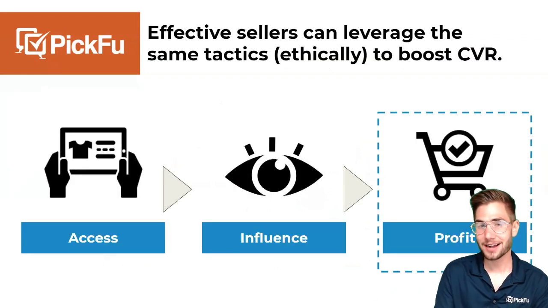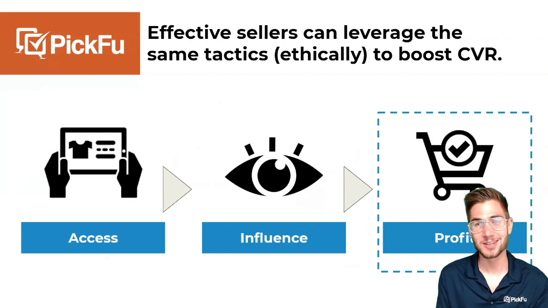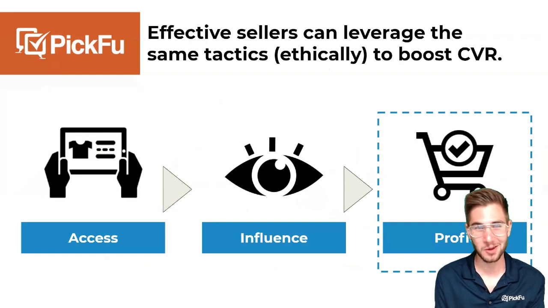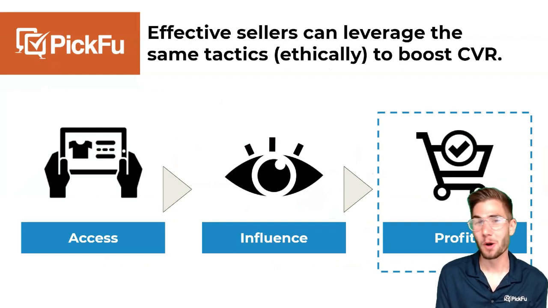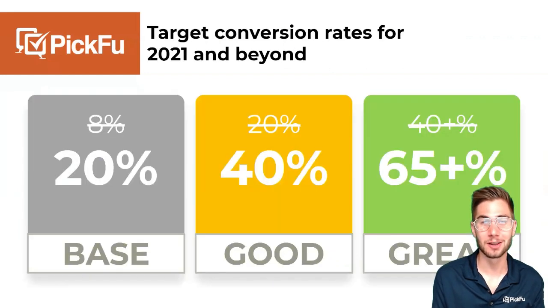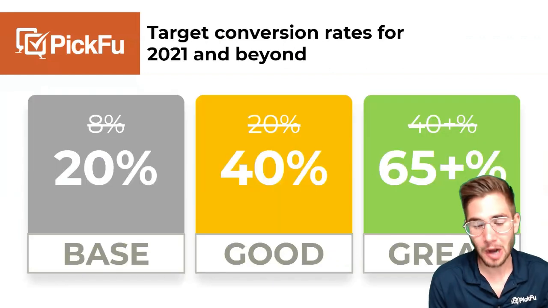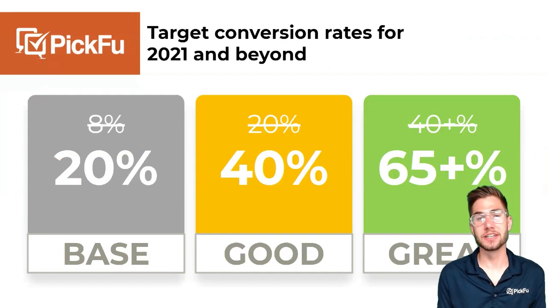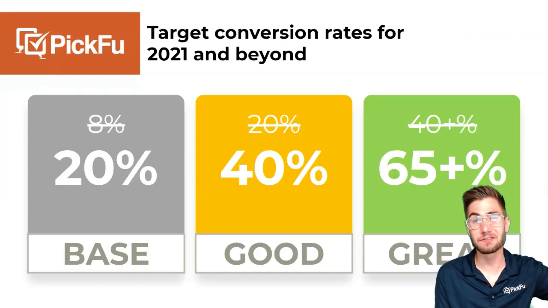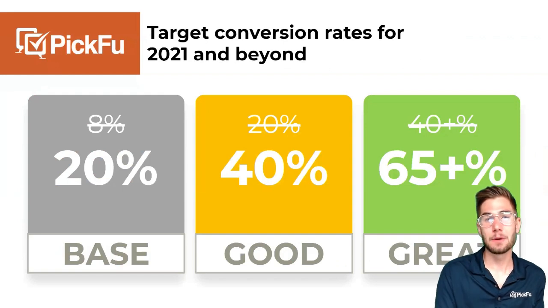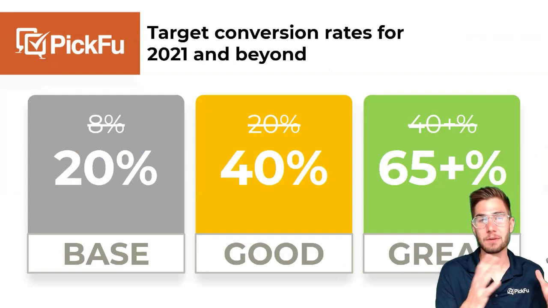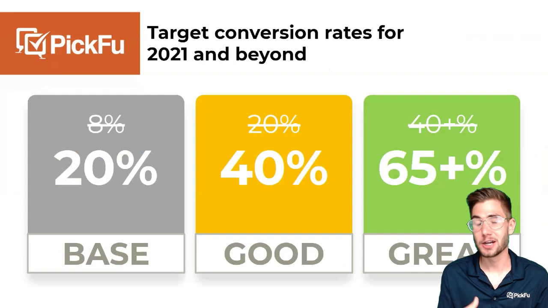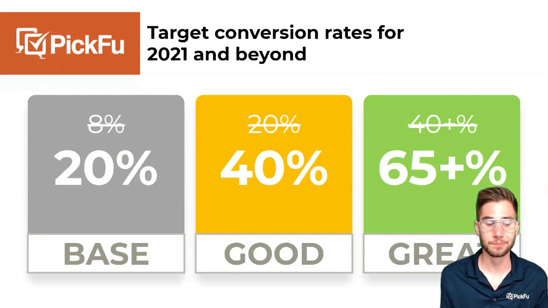So we've talked about access. We've talked about influence. Let's talk about profit. This is obviously the goal. We're here to make a little bit of money, hopefully create awesome brands that are going to be around for a long time and that people are really going to love as well. The profit side is really metrics driven. When I first started giving different versions of this presentation about a year and a half ago, the advice I would give was that you should have a base conversion rate of about 8%, a good conversion rate of about 20%, and a great conversion rate of about 40%.